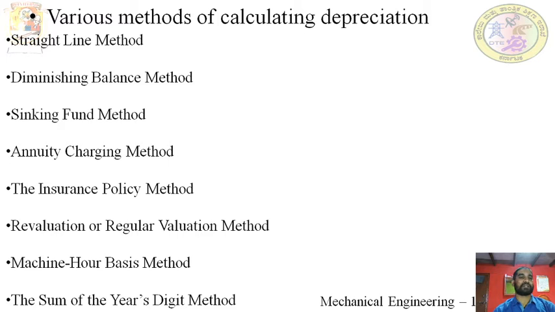Today we are discussing various methods of calculating depreciation. The first one is the straight line method, then the diminishing balance method, sinking fund method, annuity charging method, the insurance policy method, revaluation or regular valuation method, machine hour basis method, and sum of the year digit method.